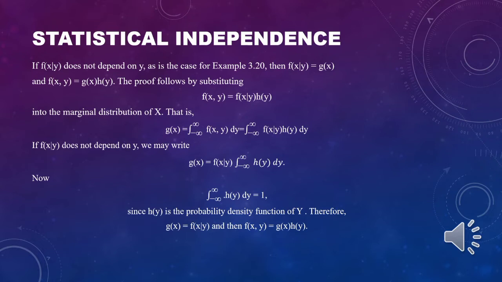If f(x|y) does not depend on y, we may write g(x) as f(x|y) times the integral from negative infinity to positive infinity of h(y) dy. Now, the integral of h(y) dy from negative infinity to positive infinity is equal to 1, since h(y) is the probability density function of y. Therefore g(x) is equal to f(x|y), and then f(x,y) is equal to g(x) times h(y).